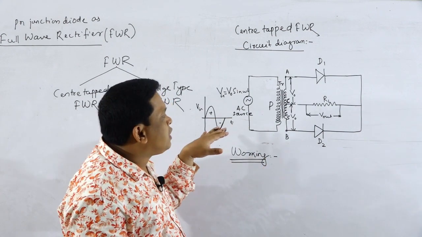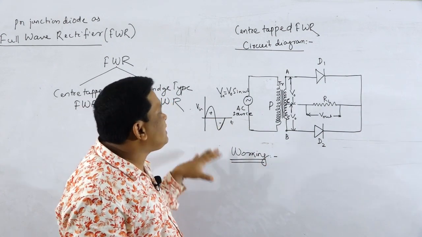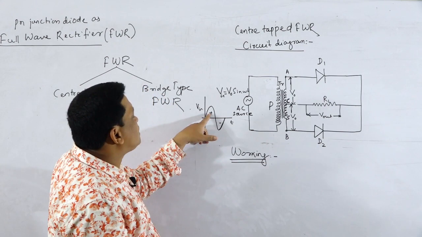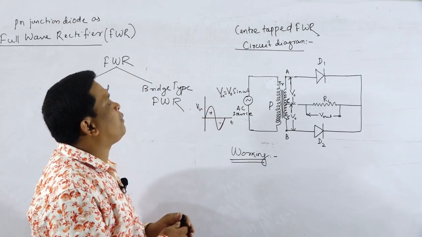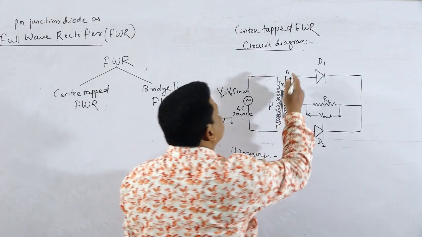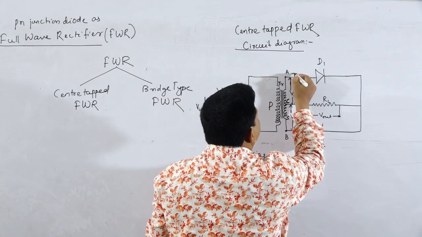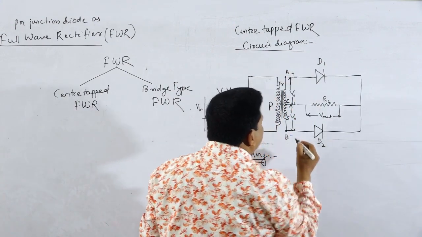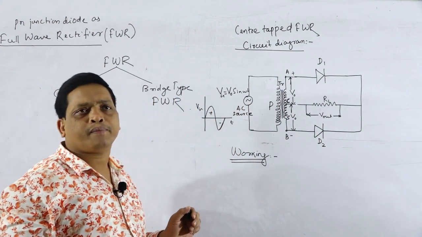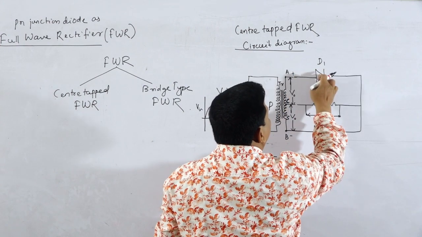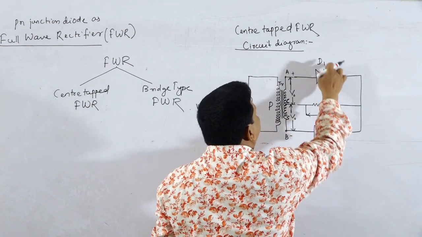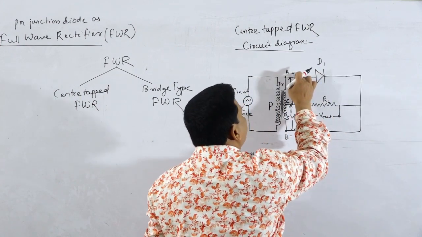Now let us assume that initially during the positive half cycle of input AC, suppose point A is positive and point B is negative. So as point A is positive, the P material of diode D1 is forward biased.